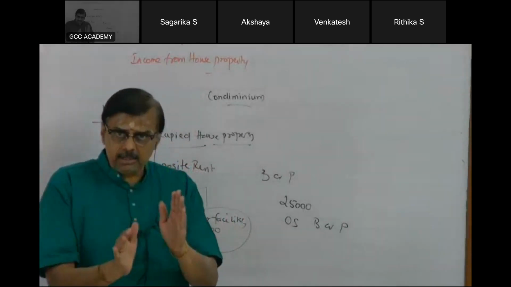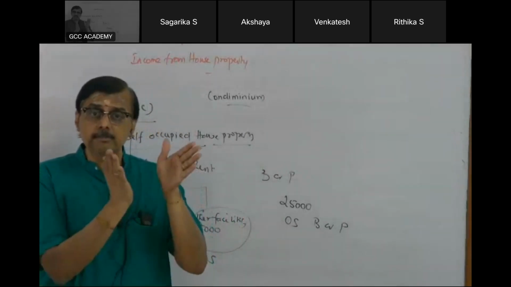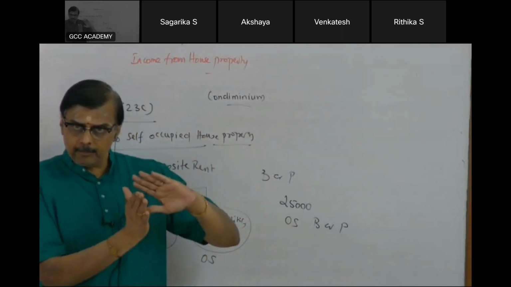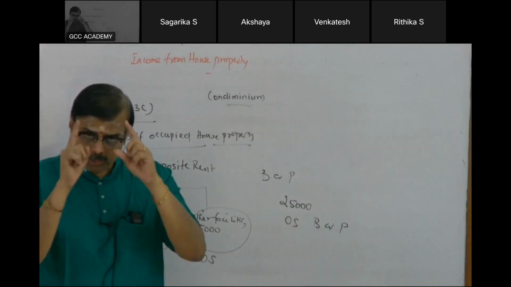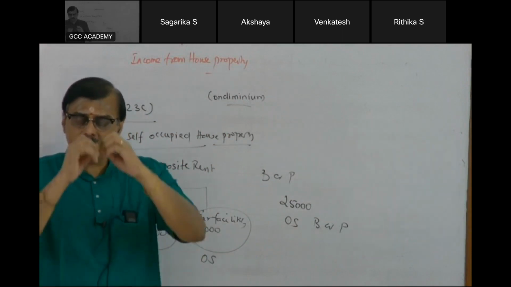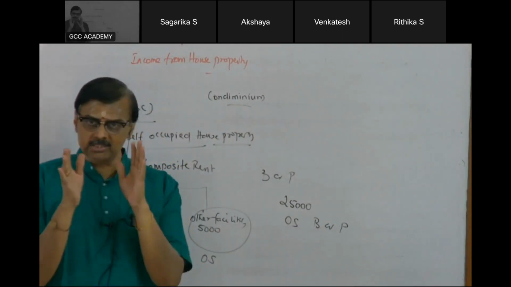Rather, see, very simple. If there is a split, then the rental portion goes to income from house property. Other facilities will go to other sources if it's one property. If there are many properties, business or profession.